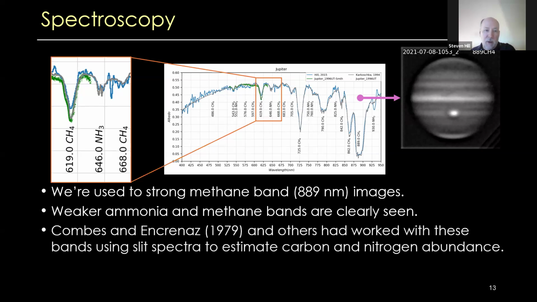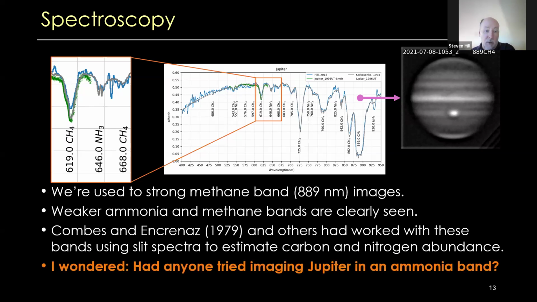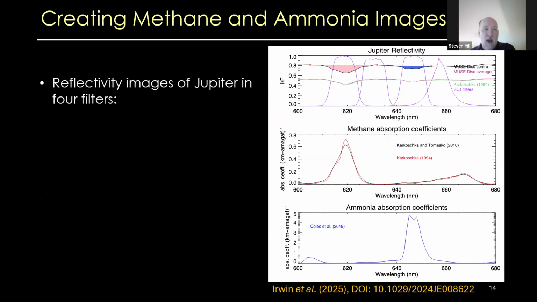And it turns out that Combes and Encrenaz back in the 1970s, along with some others, had worked with these bands using slit spectra, but their intention was primarily to estimate the bulk carbon and nitrogen abundance of Jupiter, as opposed to looking at the weather layer in detail. But I wondered, had anyone tried imaging Jupiter in an ammonia band? And per the search I did, I did not turn up anything. So I think this may be the first time this kind of measurement, at least in these bands, has been made. So how do we create methane and ammonia images?